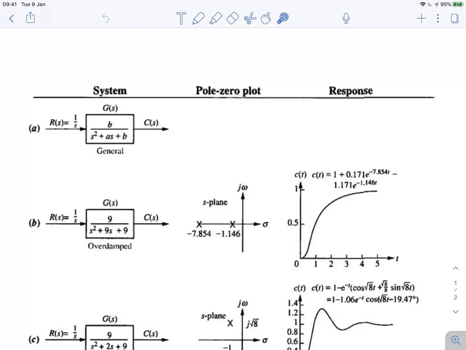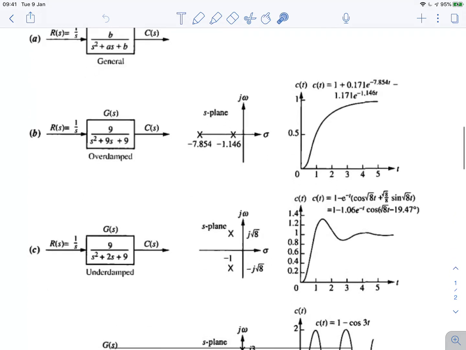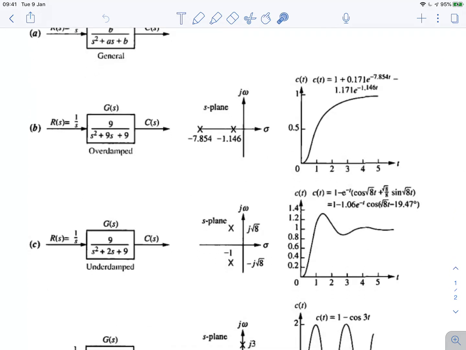Now for another location of poles, we put a equal to 2 and b equal to 9. That is to say, we put the location of the pole still on the left hand side, as I said yesterday, that we will consider only the stable plants. For the unstable plants, it doesn't make any sense to study these responses.